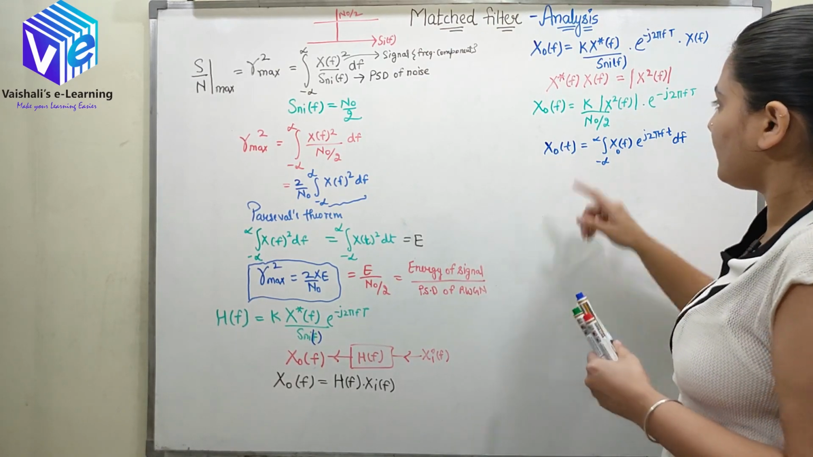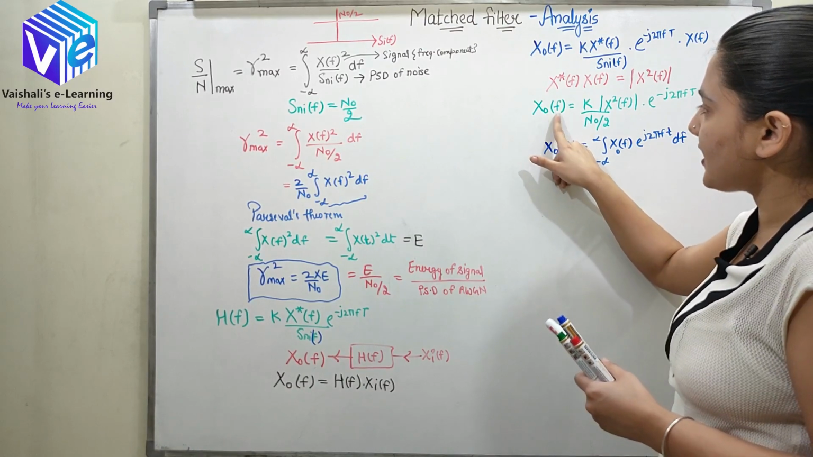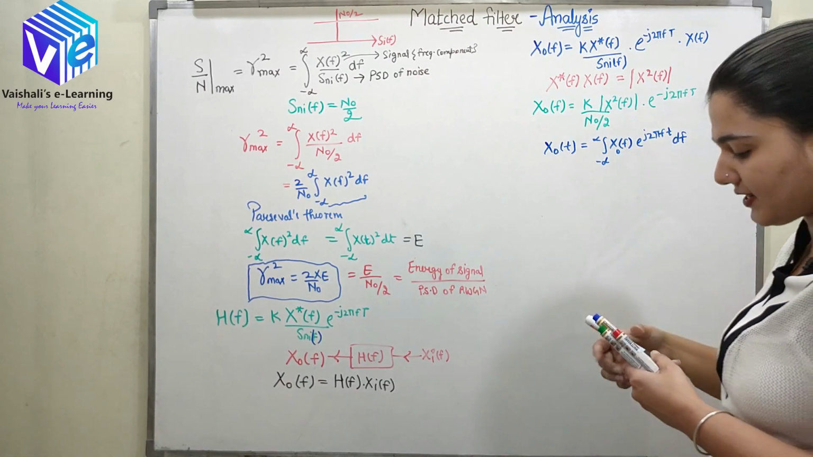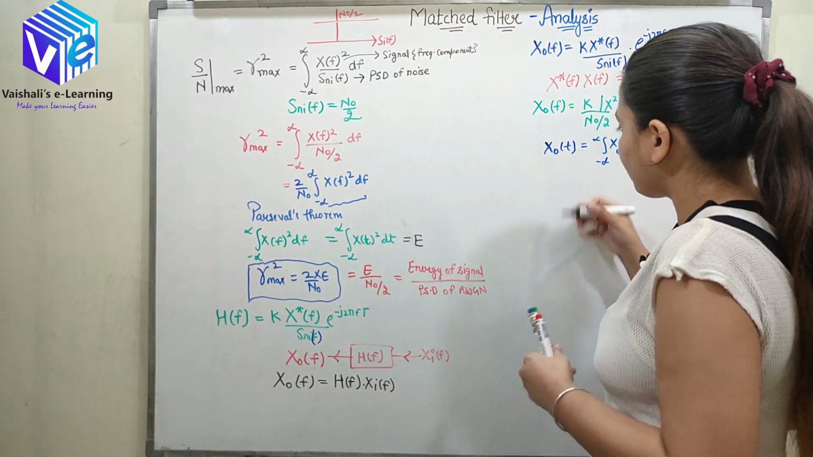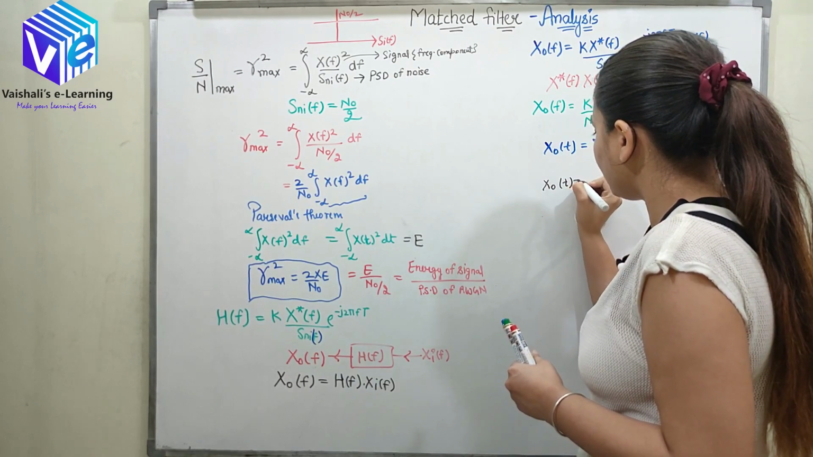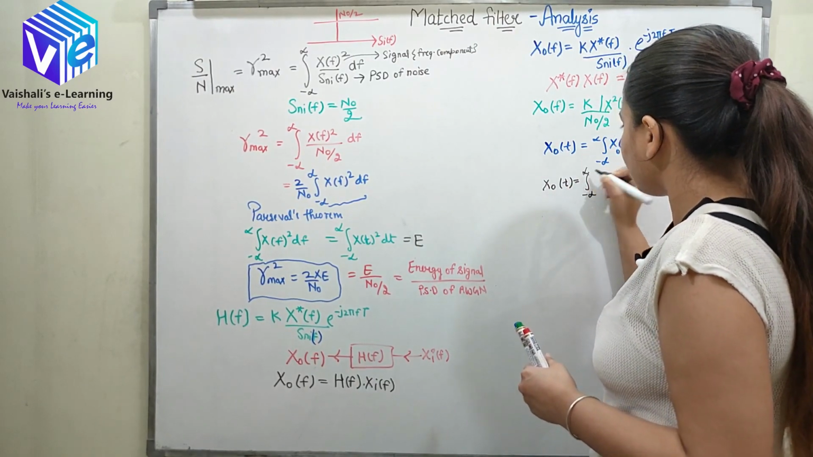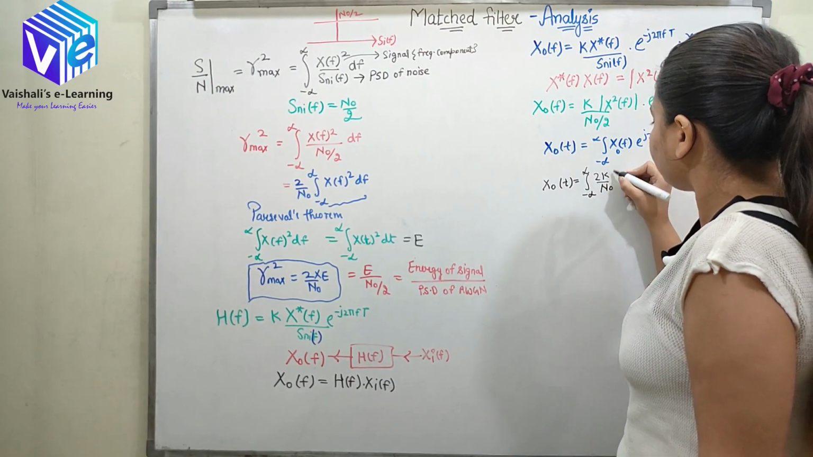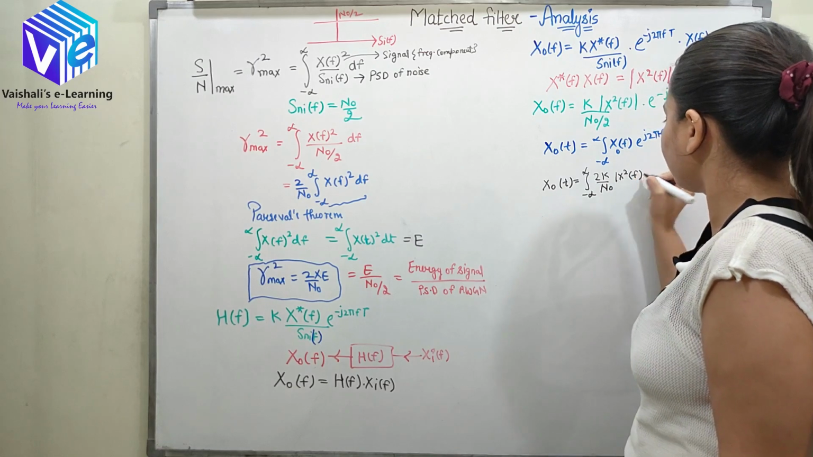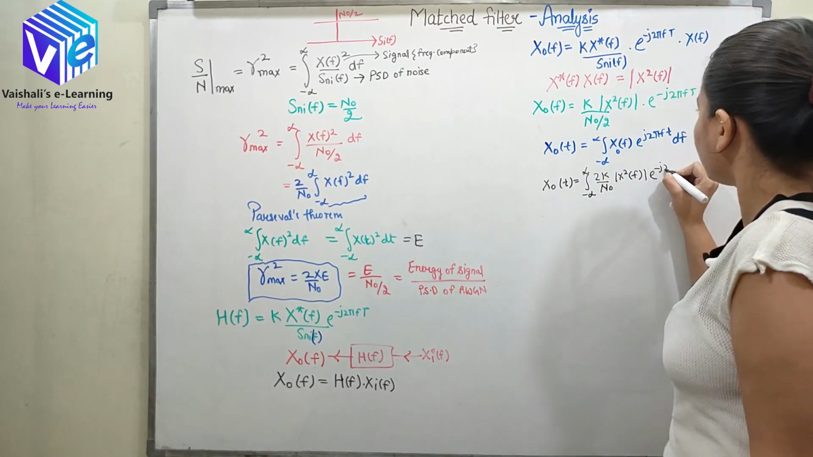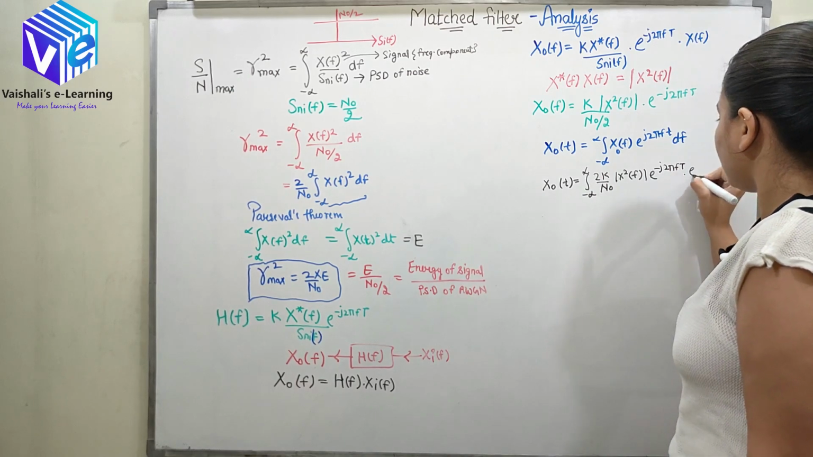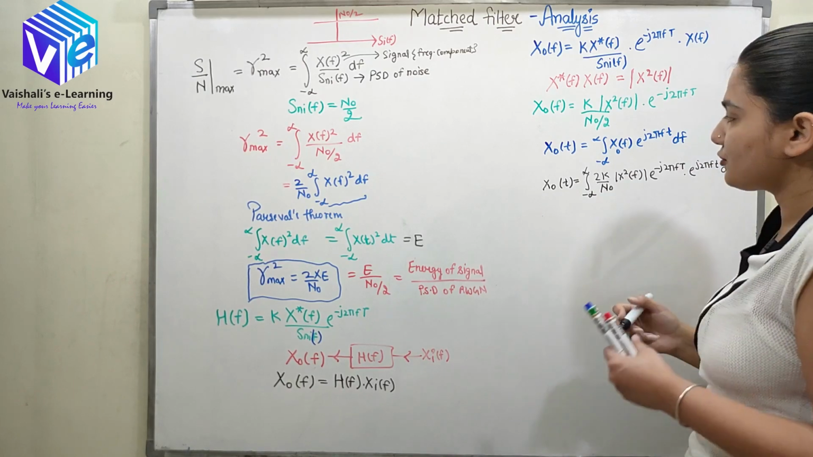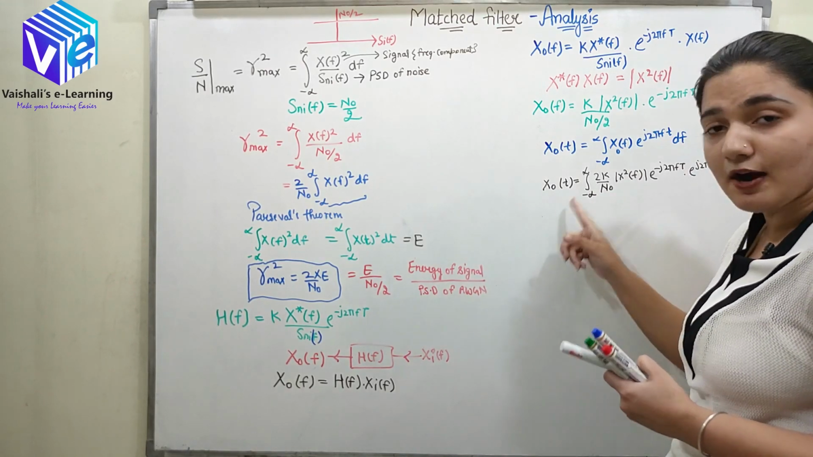So now replacing this X output f here, I can find out X output t. So putting the value of X output f, X output t would be equal to integration from minus infinity to infinity 2K upon N naught X squared f e raised to power minus j 2 pi f t into e raised to power j 2 pi f t df. So now this gives me the X output t.